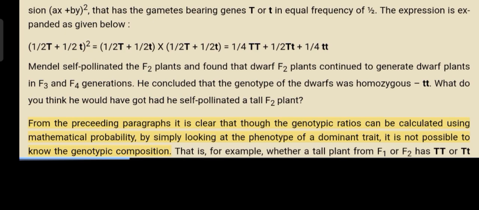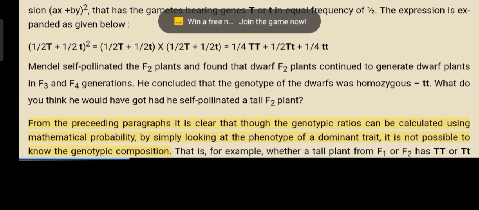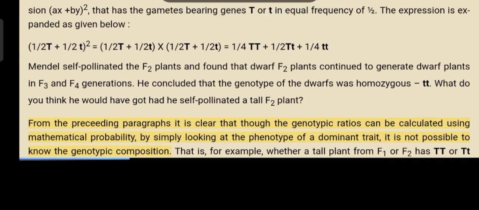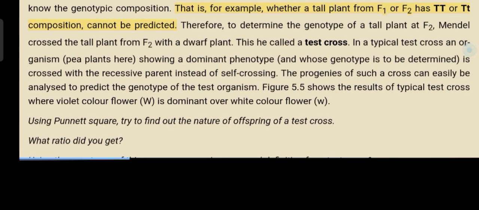From the preceding paragraphs, it is clear that though the genotypic ratios can be calculated using mathematical probability, by simply looking at the phenotype of a dominant trait, it is not possible to know the genotypic composition. That is, for example, whether a tall plant from F1 or F2 has TT or Tt composition cannot be predicted.